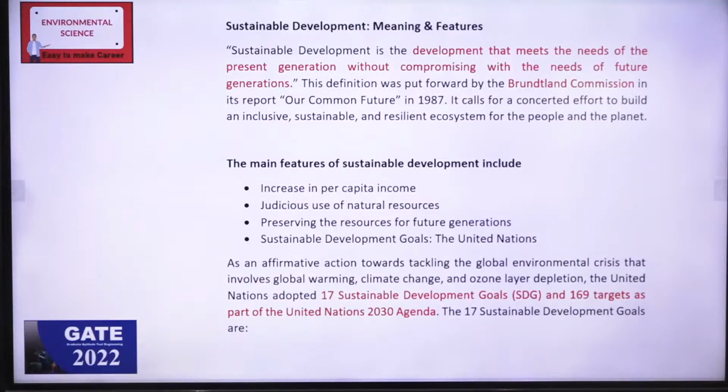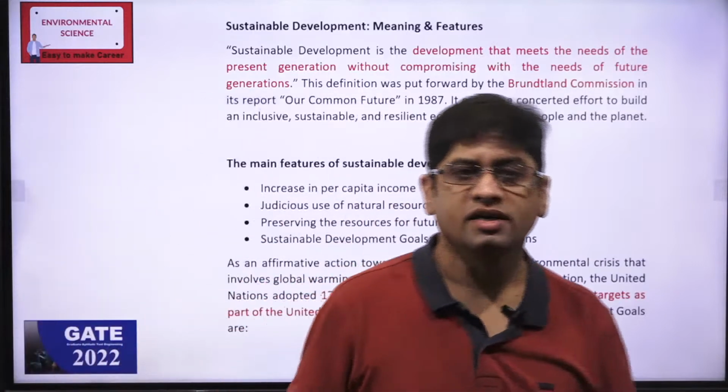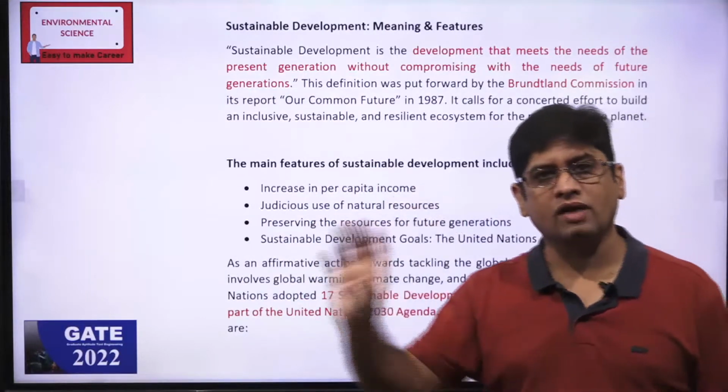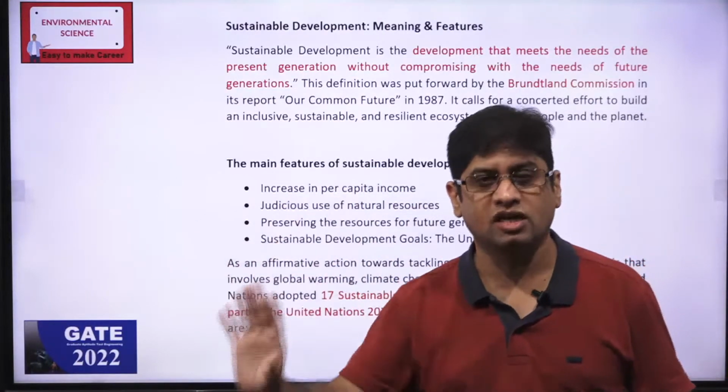So what are the main features of sustainable development? Increase in per capita income. You should increase the per capita income, judicious use of natural resources, preserving the resources for future generation, and achieving the United Nations Development Goals. So if any country focuses on this, then environment protection can be there, sustainable development can be there.